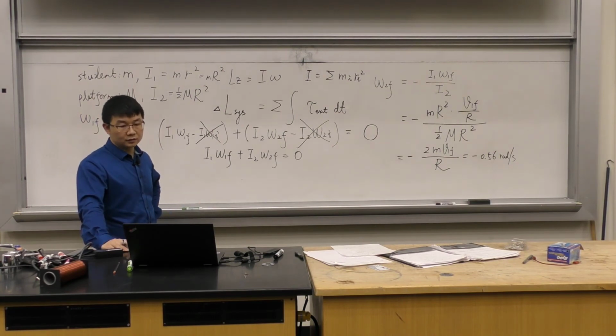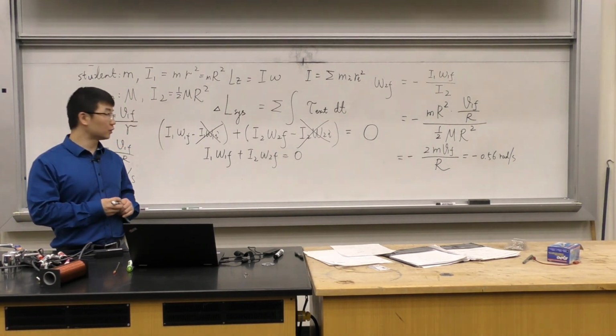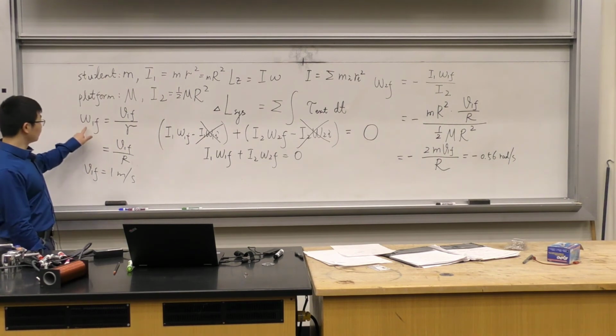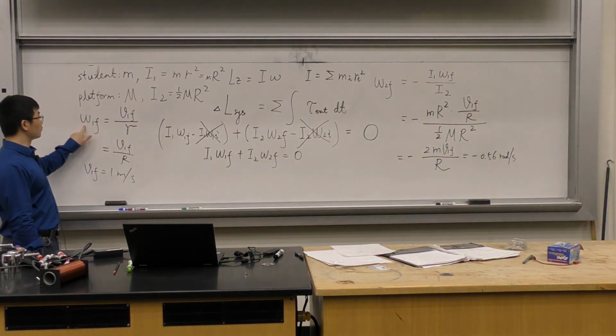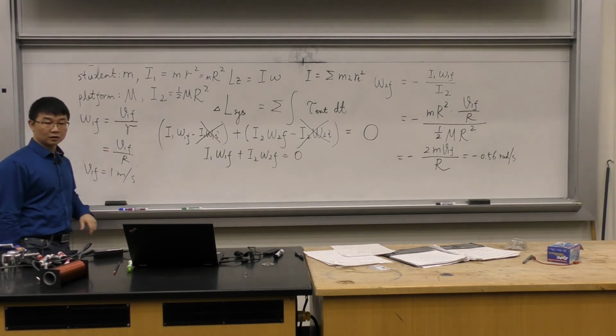What about the negative sign? The negative sign means it's opposite to the positive direction assumed. I didn't assume any positive direction when I did the math. You did. Because when you do this, you are assuming omega 1 final is positive. What is the direction of omega 1 final?